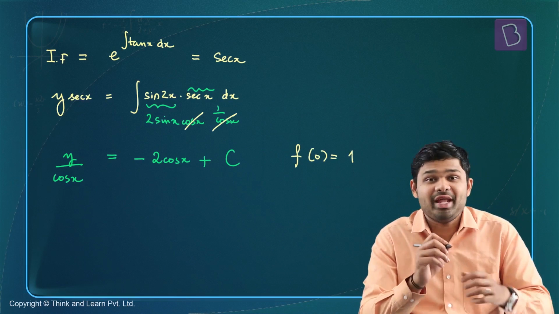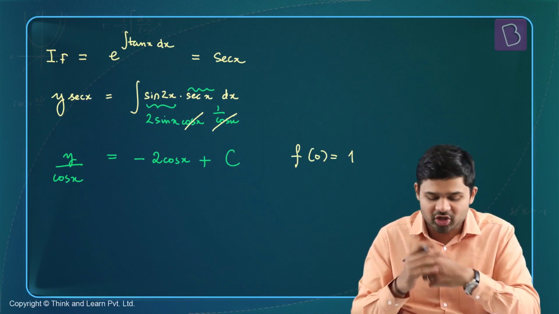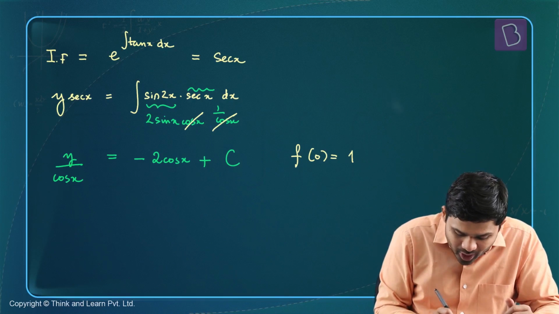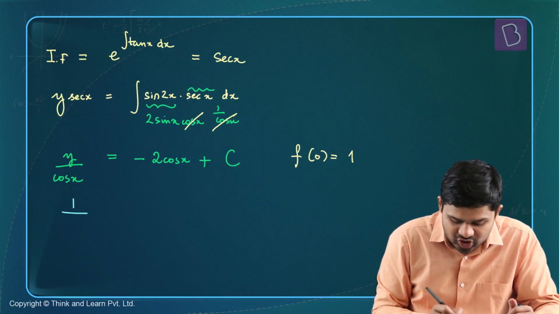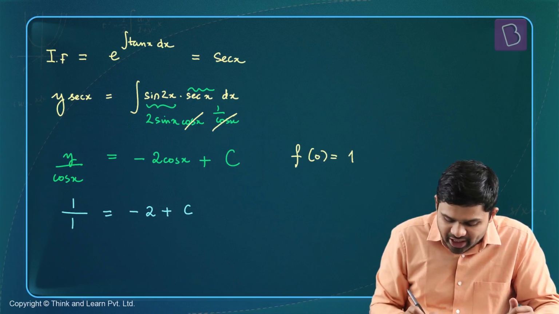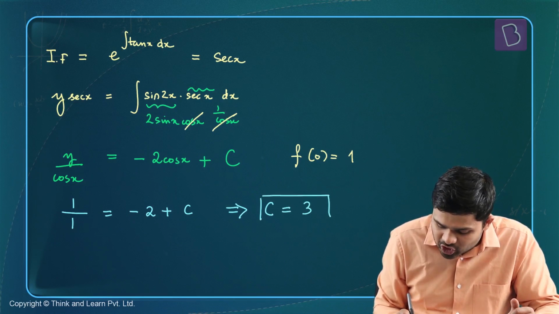So this means that when x is equal to 0, y is equal to 1. So using that, we can find out what the constant of integration is. When x is equal to 0, y is equal to 1 implies 1 divided by cos 0, which is 1, is equal to negative 2 plus the constant of integration, which gives me the value of the constant of integration to be equal to 3.